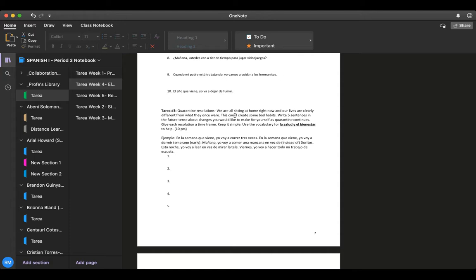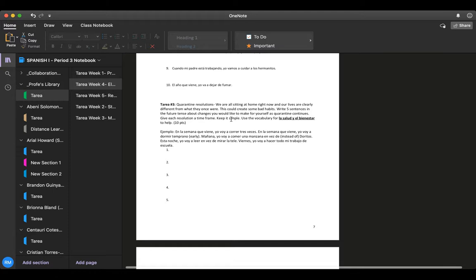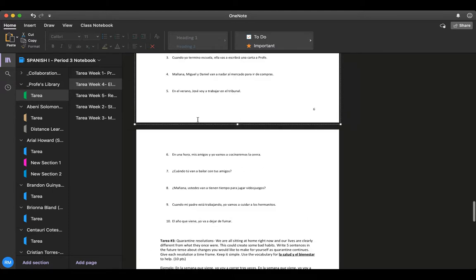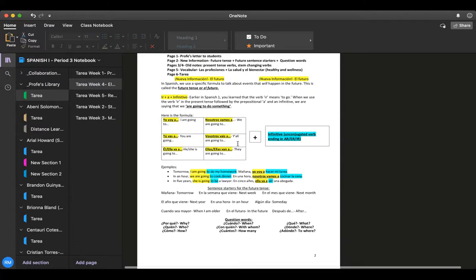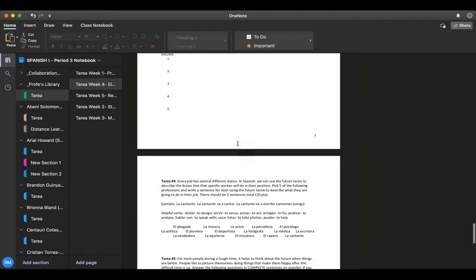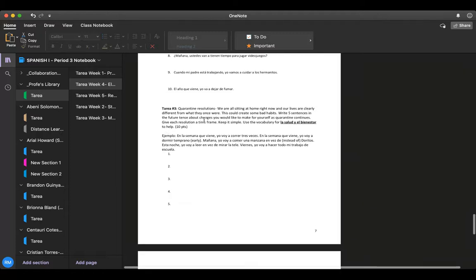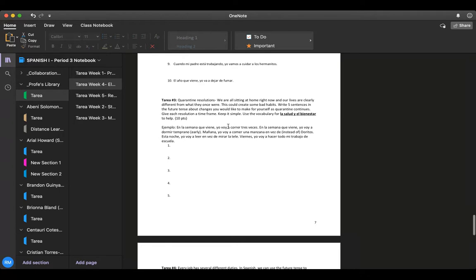All right, Tarea 4, quarantine resolutions. So we're all sitting at home right now and our lives are clearly different from what they once were. This could create some bad habits. Write 5 sentences in the future tense using the same formula as we started on Página 2, page 2. Using this same formula, to write sentences about changes that you would make for yourself as quarantine continues. So I wrote, en la semana que viene, yo voy a correr 3 veces, right here. I am going to run 3 times.